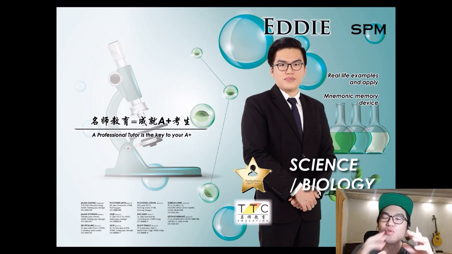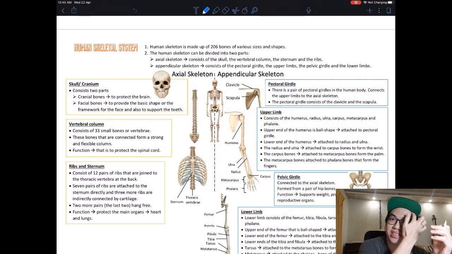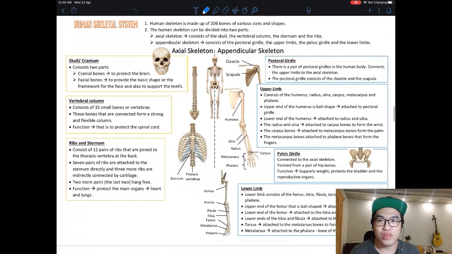Okay, today we are going to enter into the human skeletal system. We have already finished endoskeleton and exoskeleton in animals, and hydrostatic skeleton in animals. Today we are going to talk about humans. So we start everything with human bones.